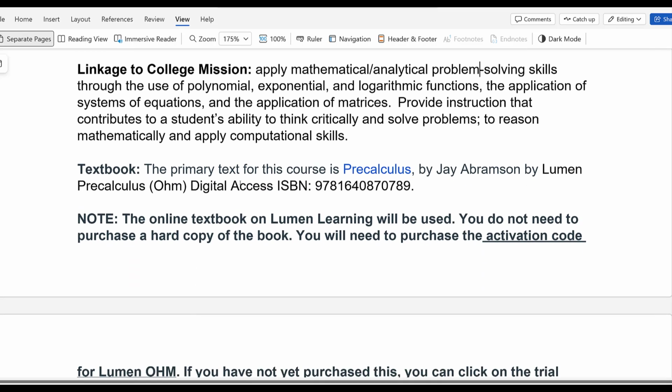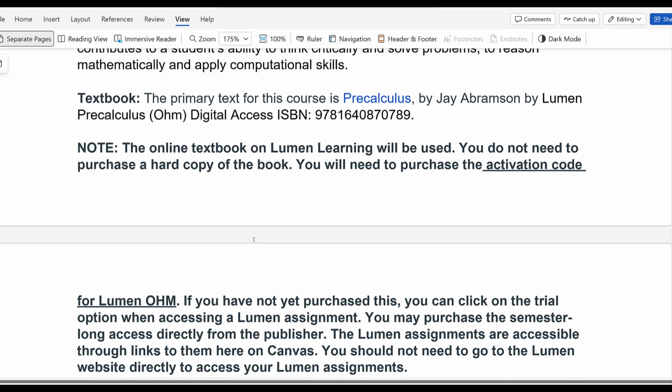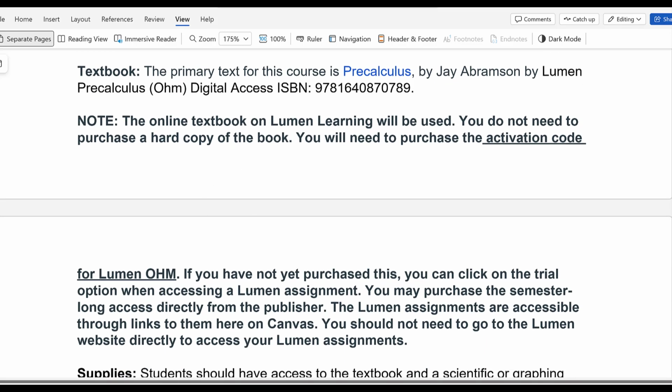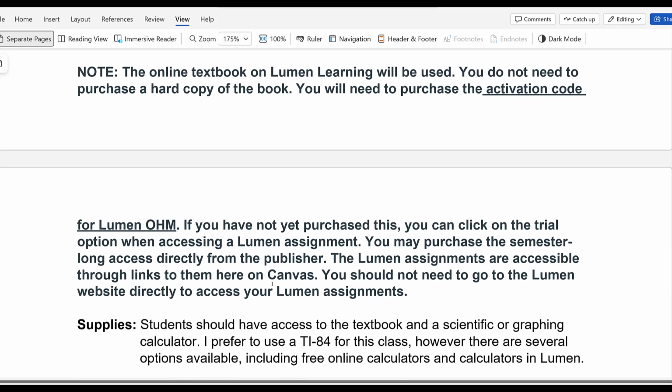So we'll be using the textbook Pre-Calculus by J. Abramson, Lumen Pre-Calculus. There's the digital access code. This is embedded in Canvas, and so you can purchase the access directly from Lumen through Canvas, and you can get a trial access as well, so you can start day 1 with the material.